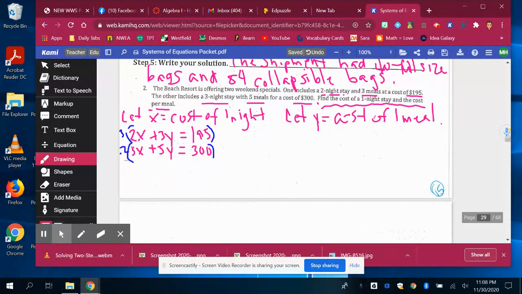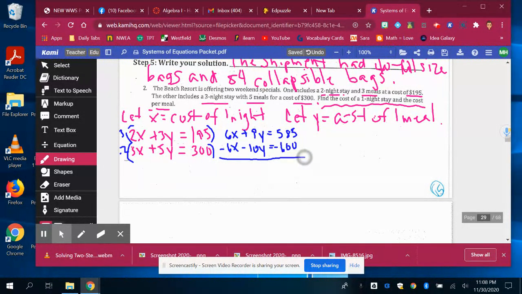All right, so now I have, let me write it over here. 3 times 2x is 6x. 3 times 3y is 9y. And 3 times 195 gives me 585. My next equation, -2 times 3x is -6x. -2 times 5y is -10y. And -2 times 300 is -600.